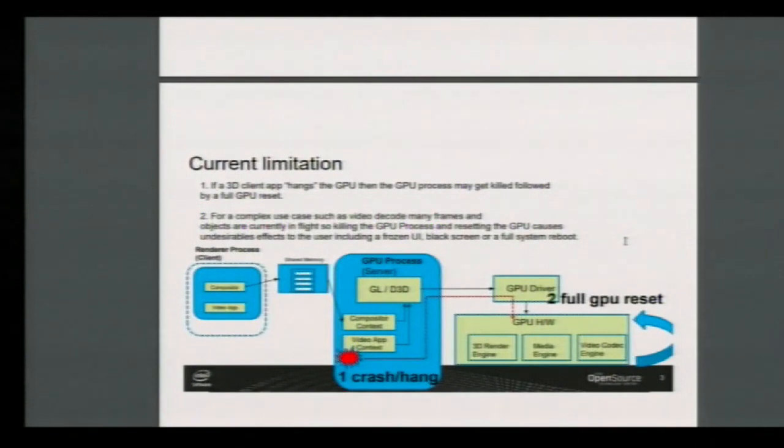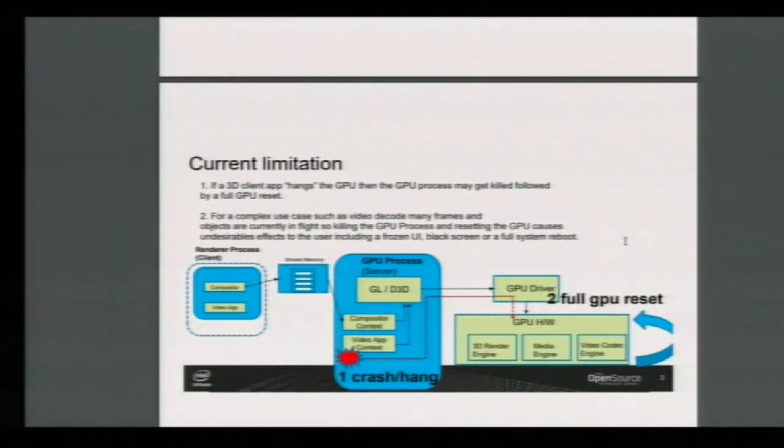To give a sequence of events: the video app was crashing, then it was hanging the GPU, and after a few seconds, the GPU would do a full GPU reset, and then the GPU process would get restarted, and after that, things would go bad, like frozen UI, black screen, etc.